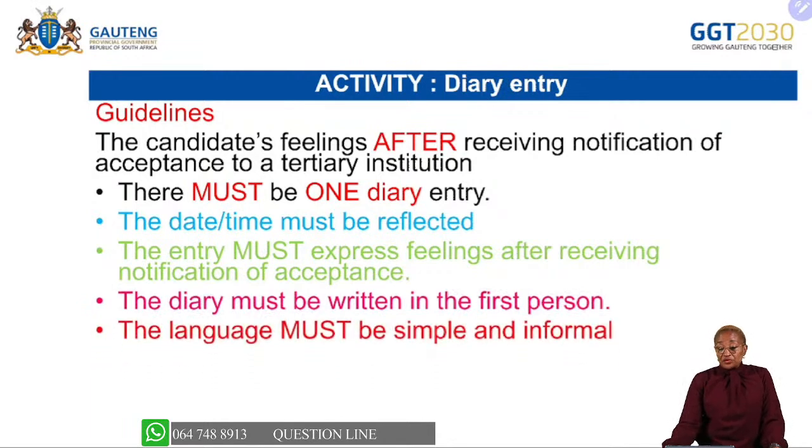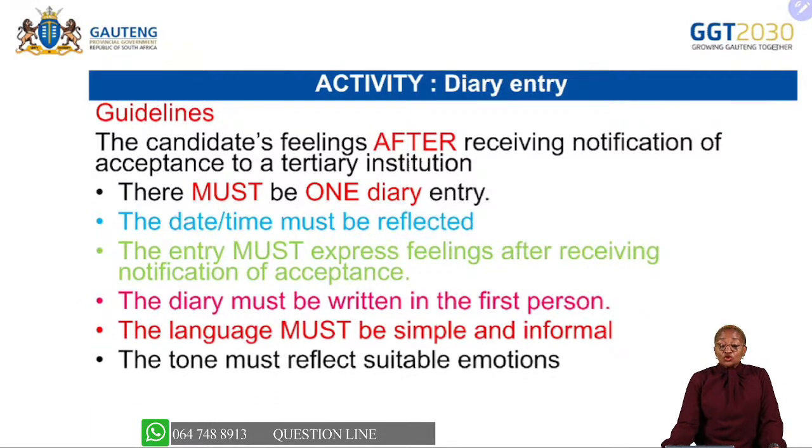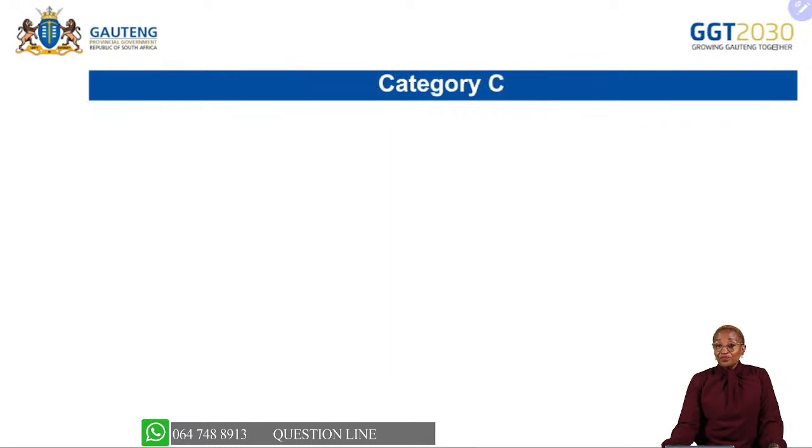The diary must be written in the first person. The language must be simple and informal. The tone must reflect suitable emotions. Right. So you need to do that activity in your book 4 as well. And your teacher will work with you in seeing to it that you have responded well to the brief.